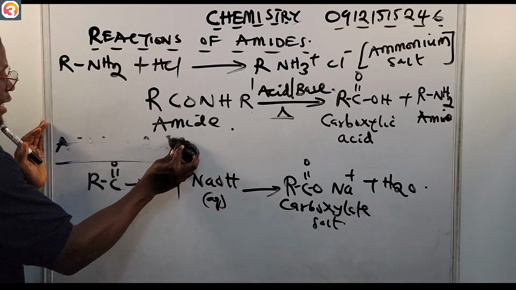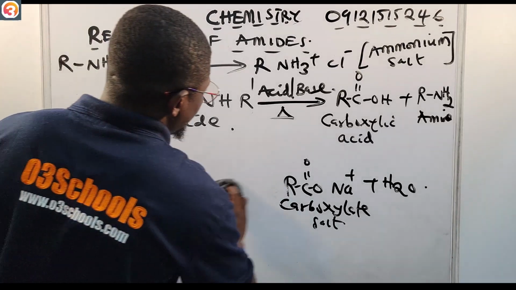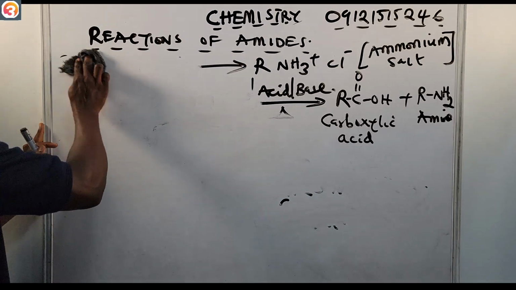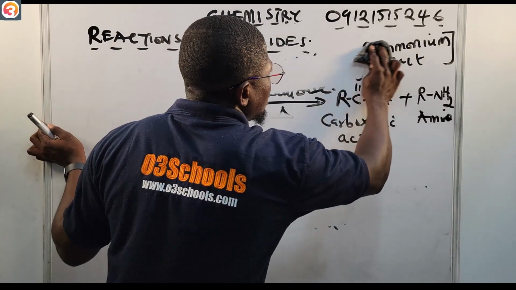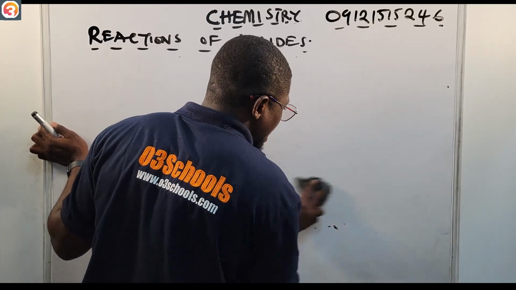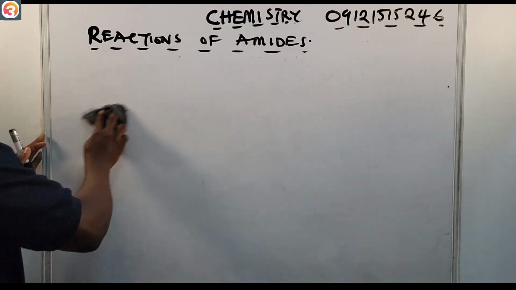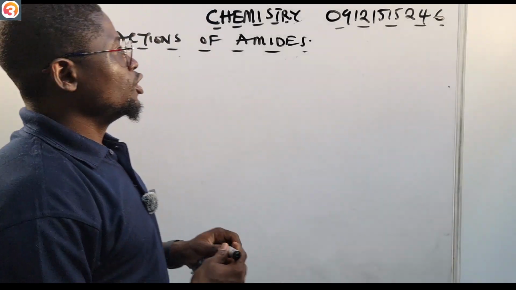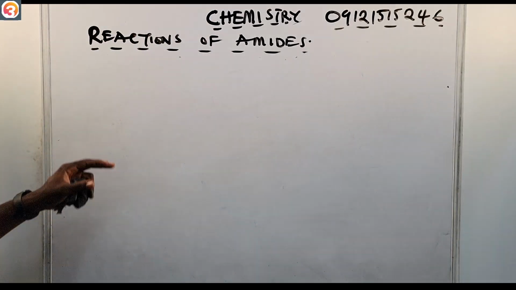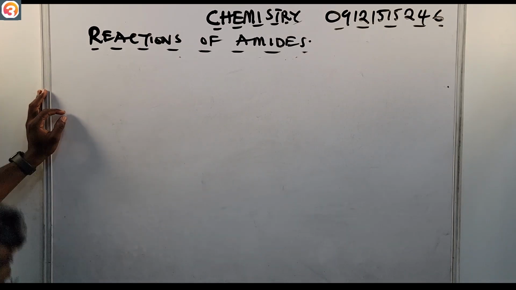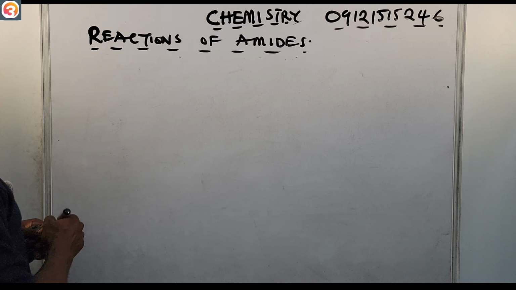Now let us look at another reaction that amines undergo, and of course that is the reduction of amides. So they can be reduced by lithium aluminium hydride. Sorry, amides can be reduced by lithium aluminium hydride to amines. So now let us see reduction.